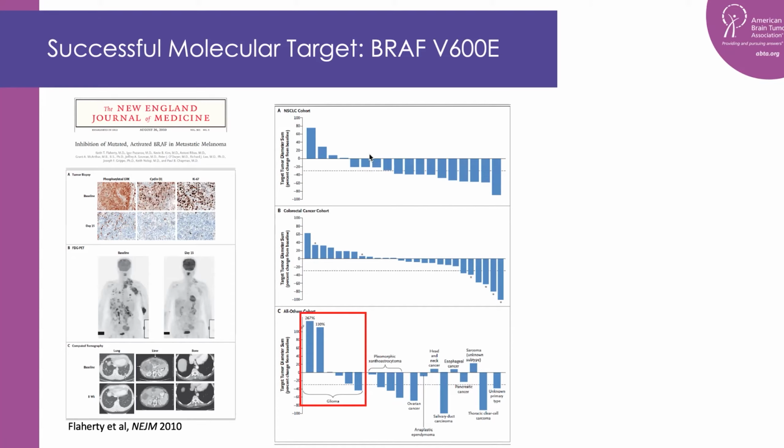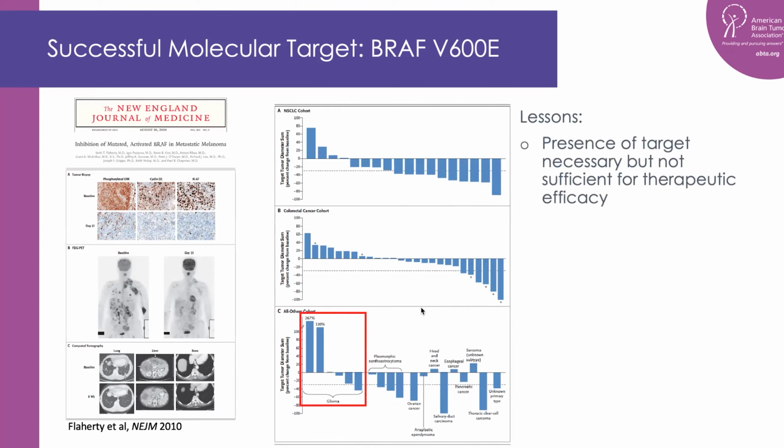So the bars show the increase or decrease in the size of the tumor after treatment. And you can see for lung cancer, for colorectal cancer, a fairly high percentage of tumors that are showing shrinkage or stabilization. In gliomas, a little bit more mixed. Definitely some tumors that have a BRAF mutation that were still growing significantly after it. So the lessons are, you can have a good target, you can have a good drug, but that doesn't necessarily equate to highly effective therapy, at least in the brain.